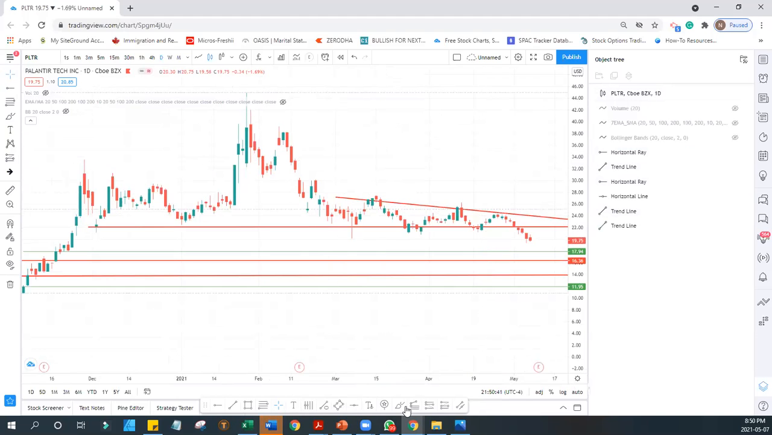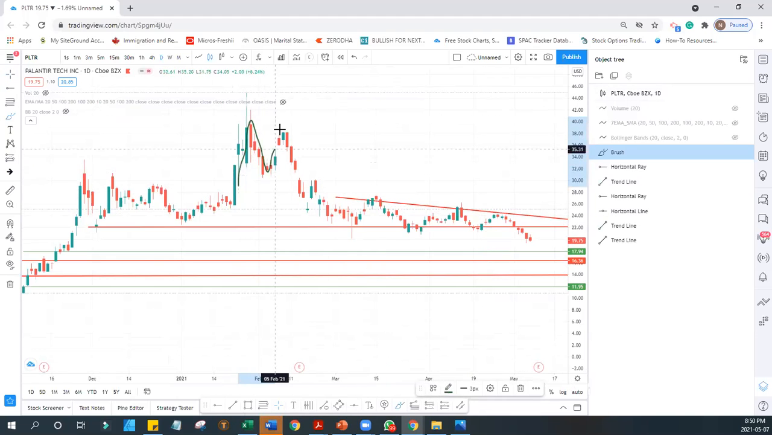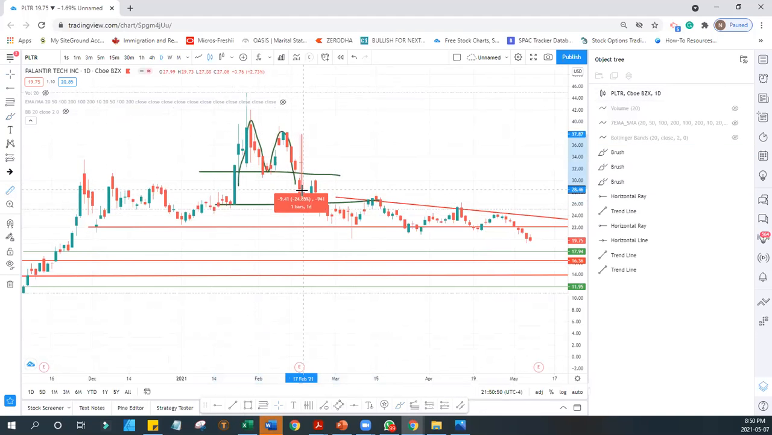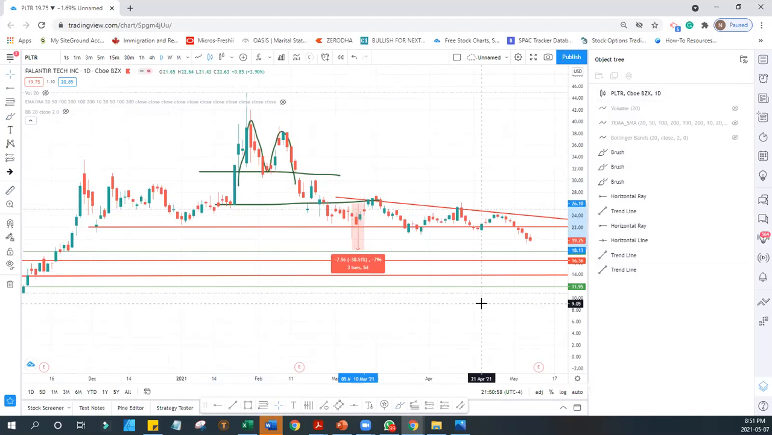What you see here, an M, and this was the neckline. Actually the neckline was here, so the target will be from here to here, which is 30% down. 30% down is probably here. So you might get the reversal about $18, right? So if PLTR comes to $18, you might want to load up. Yeah, you can load up. Okay. Any question or concern so far?